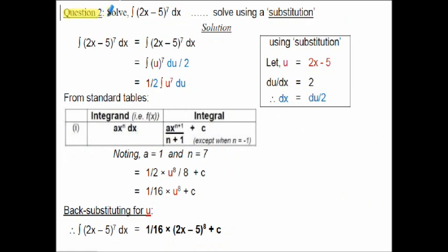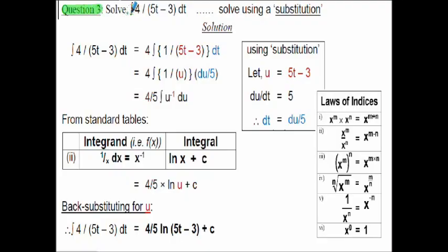Question 2 solution, we're asked to solve the integral of (2x minus 5) all to the power of 7 with respect to x, and again using substitution. Again we substitute for the bracket, so u is equal to 2x minus 5. Again I will let you work through a solution at your own pace, try and find the answer that's given here.